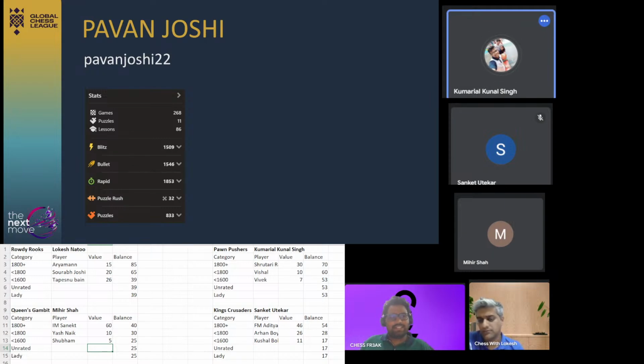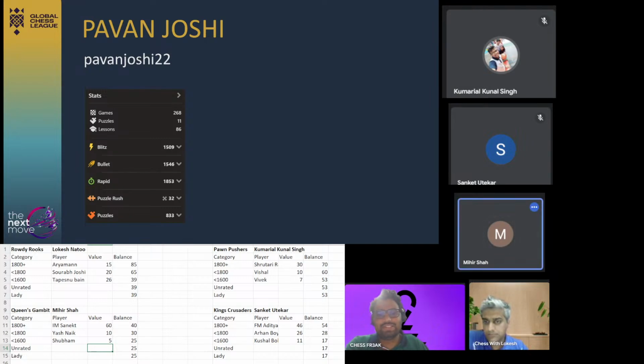26 points. Kumar Kunal Singh enters the auction. 26 points. Pawn Pushers, 26 going once. It's only a battle between Rowdy Rooks and Pawn Pushers. 27 points, Rowdy Rooks. Do we see a bid from Pawn Pushers? 27 going once to the Rowdy Rooks.